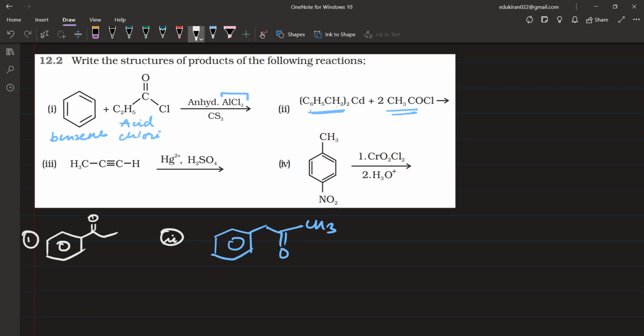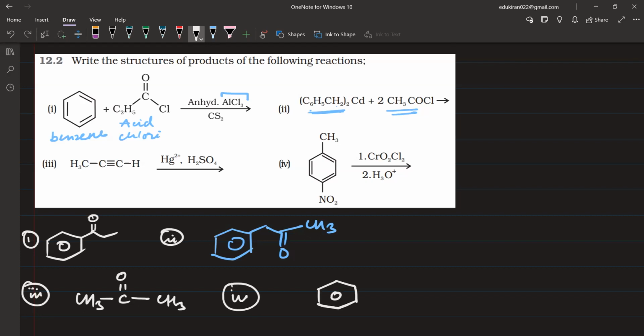Third one is hydration of alkyne. In hydration of alkyne, CH3, carbon with a double bond O, and then CH3. Oxygen will get attached on that carbon atom which is having lesser number of hydrogen. Fourth one, Fatima will tell. What is your favorite reaction? Etard reaction, very good. NO2 stays as it is, nothing happens to NO2. This will get converted to CHO.